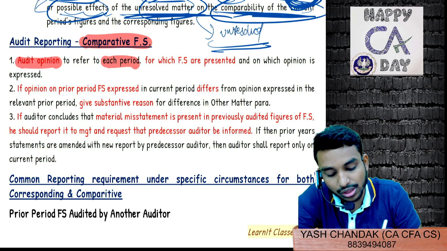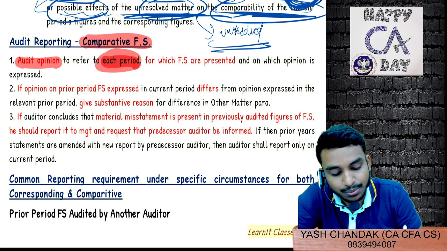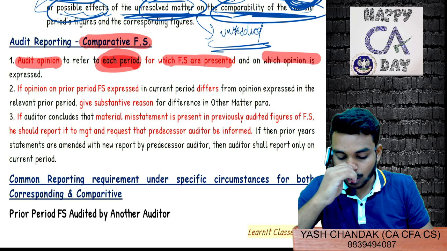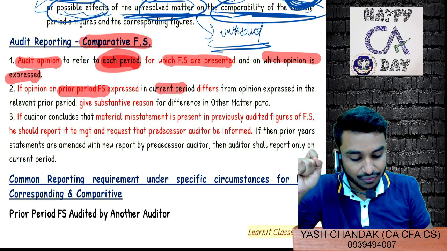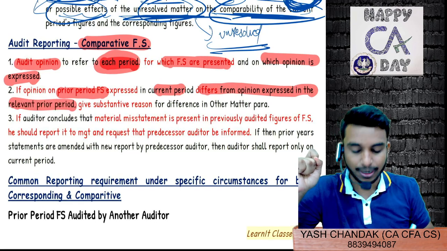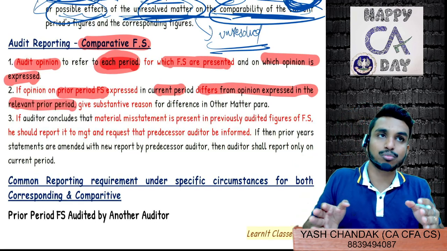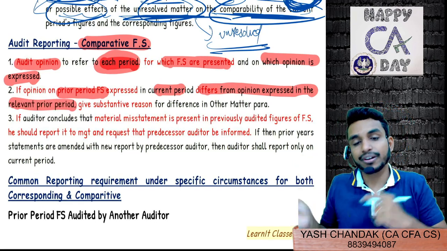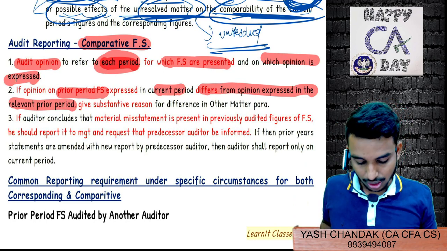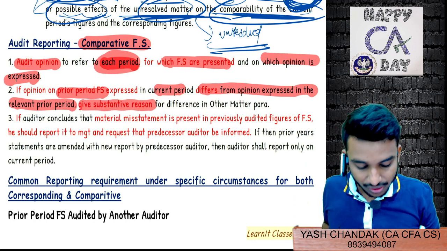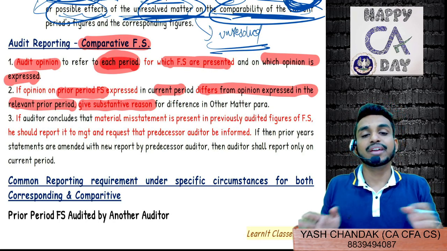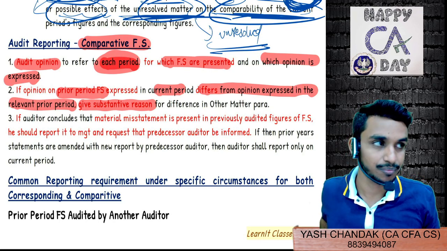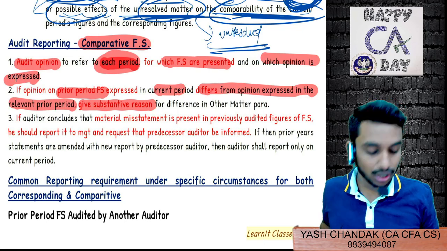Auditor has to give his opinion and has to refer to each period for which FS are presented and on which opinion is expressed. If opinion on prior period FS expressed in current period differs from the opinion expressed in the relevant prior period, suppose you express modified opinion during the current period. However, last year it was unmodified opinion. So then you have to give a substantive reason why you are deviating from the opinion from last year.